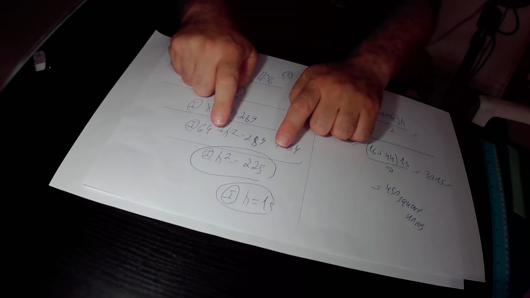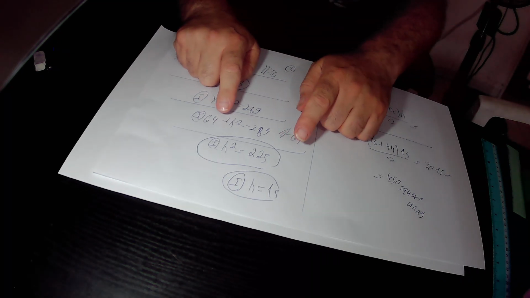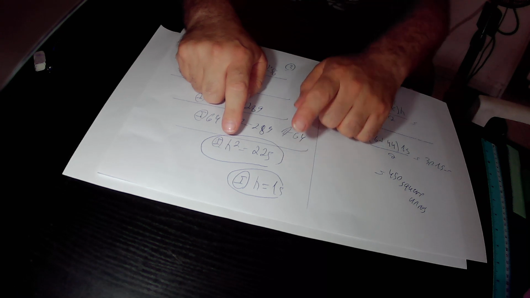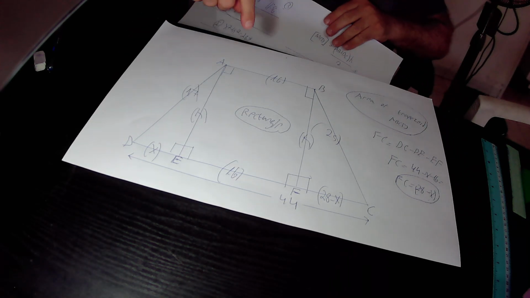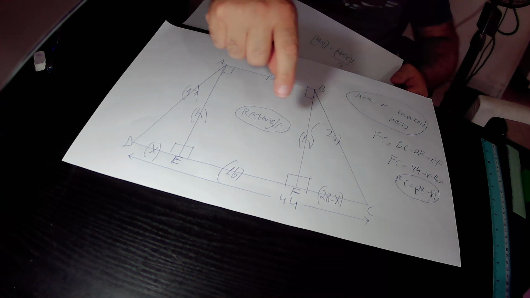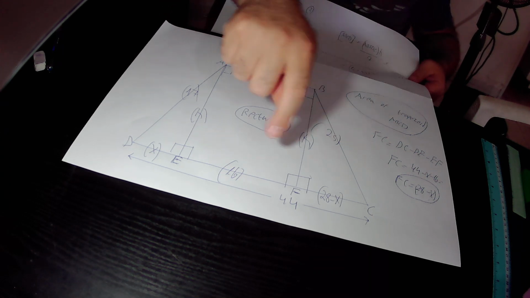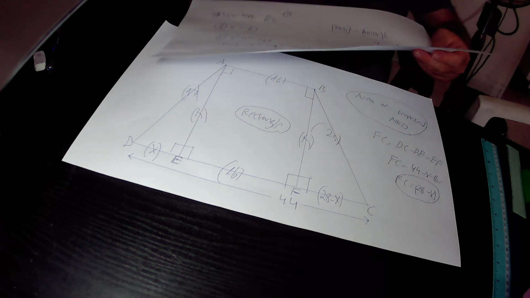Here we took the root of this equation and finally found that the height H of trapezoid ABCD equals the square root of 225, that is 15. So we found that H, the height of this trapezoid ABCD, equals 15 units in length. Our mission is to find the area of this trapezoid ABCD.